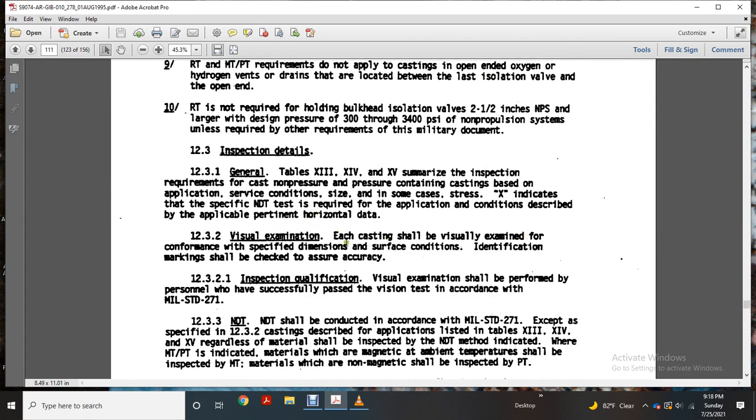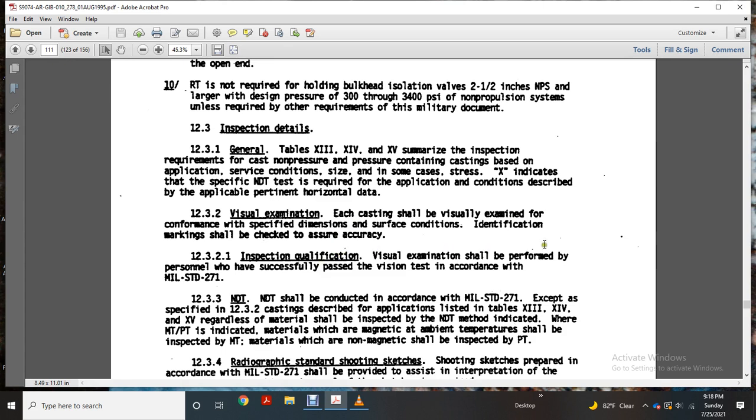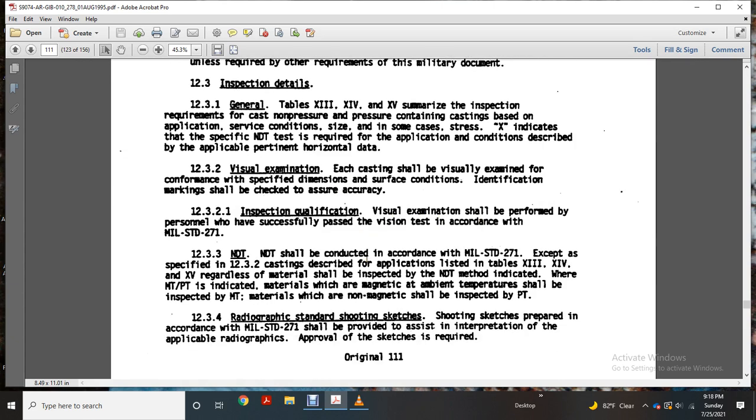Each casting should be visually examined to conform with the specified dimensions and conditions, and identification markings should be checked to ensure accuracy. Inspection qualification: visual inspection should be performed by personnel who have successfully passed a vision test in accordance with Military Standard 271.